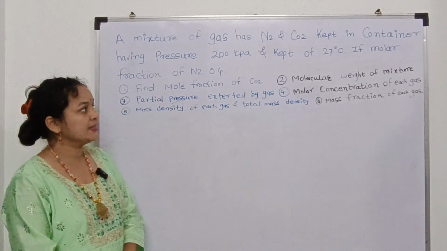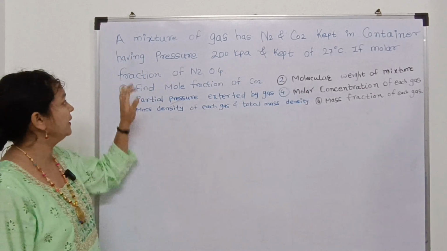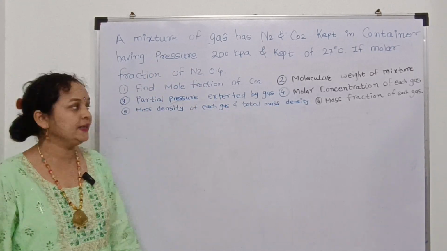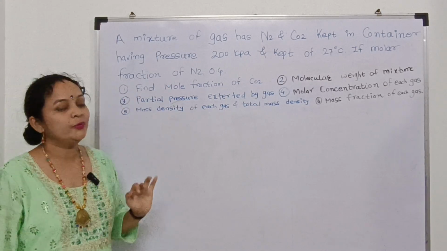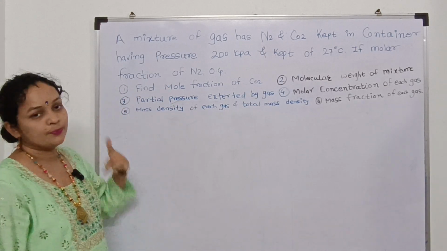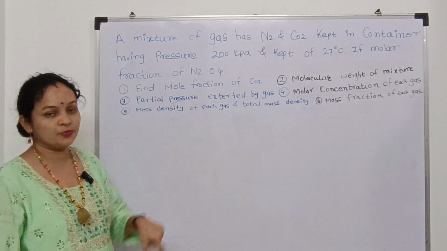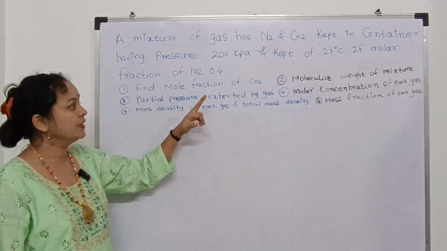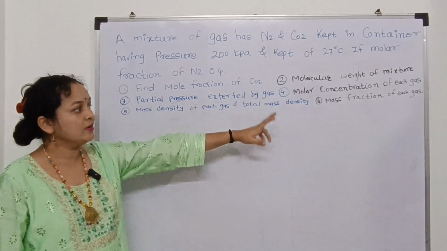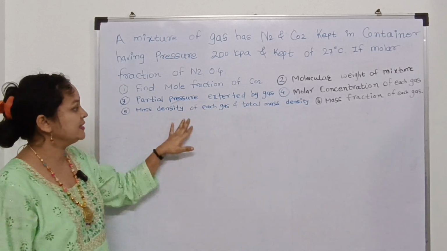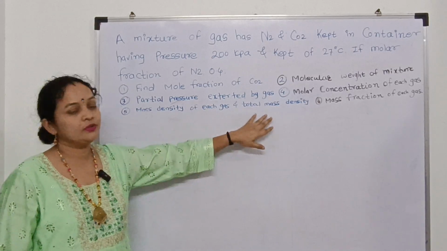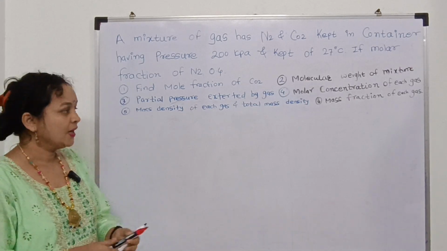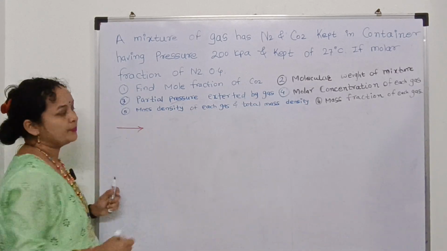A mixture of gas has N2 and CO2 kept in a container at a pressure of 200 kilopascal and a temperature of 27 degrees centigrade. If the molar fraction of N2 is 0.4, you are supposed to find the mole fraction of CO2, molecular weight of this mixture, partial pressure of the exerted gases, molar concentration of each gas, mass density of each gas and the total mass density, and mass fraction of each gas, right? So let us start with this particular problem.